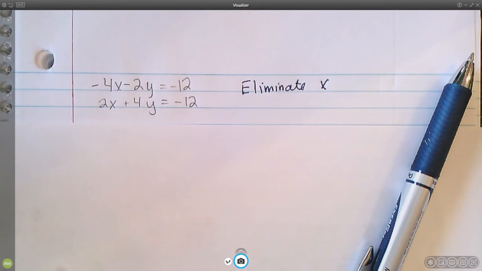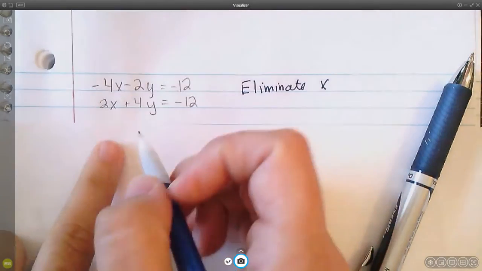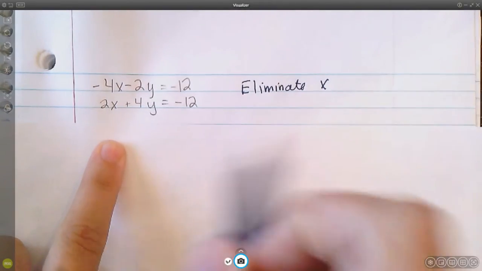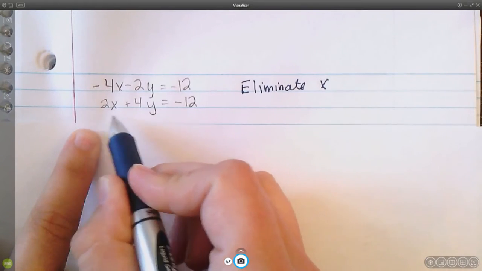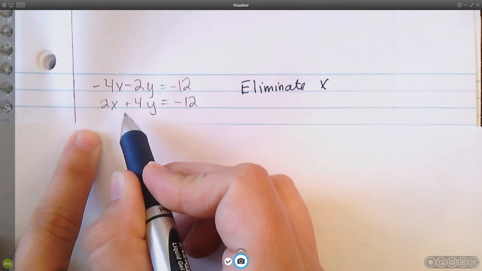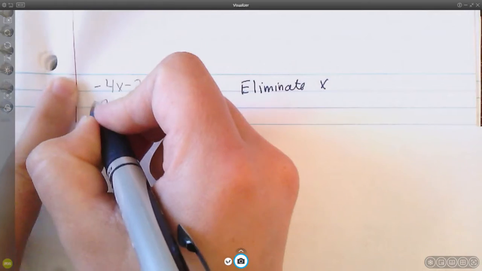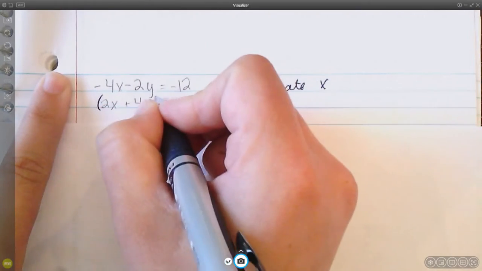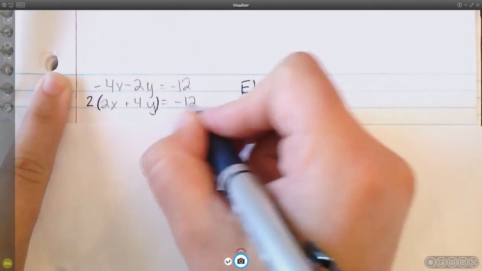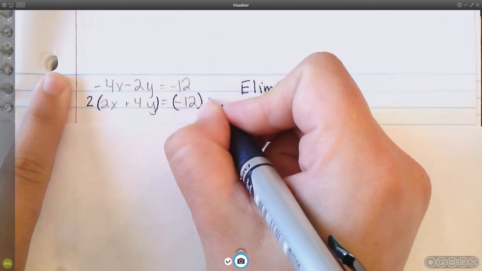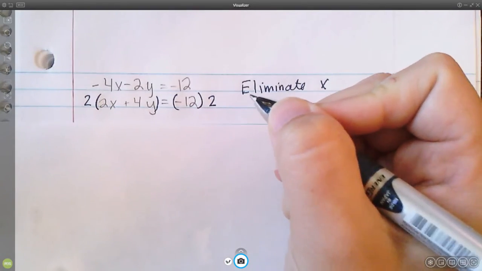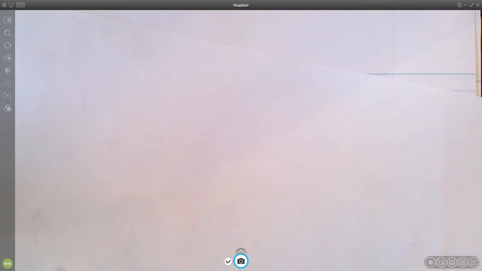Well, we can multiply, if we multiply this bottom equation by 2. So if I take this side and I multiply it by 2, and I take this side and I multiply it by 2, because what you do to one side, you have to do the other. So now let's just rewrite these quick.